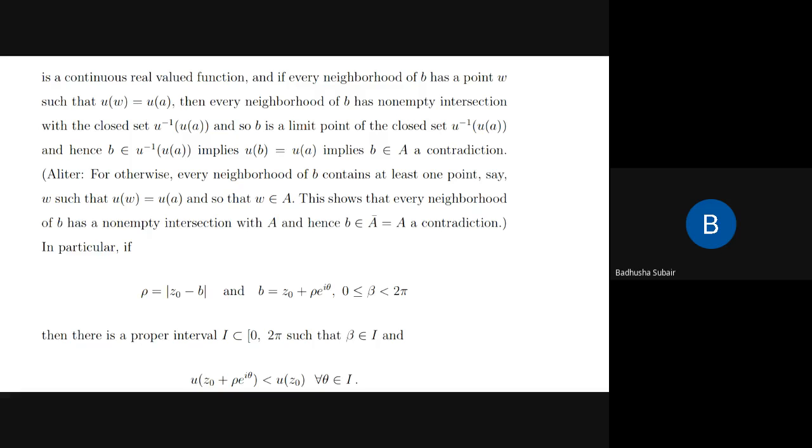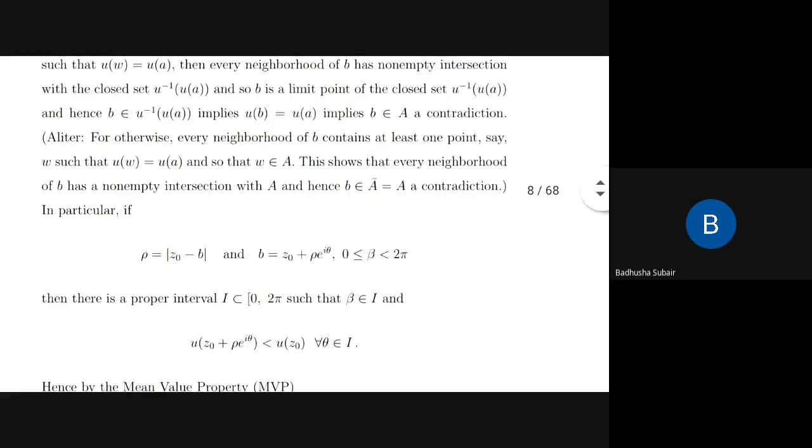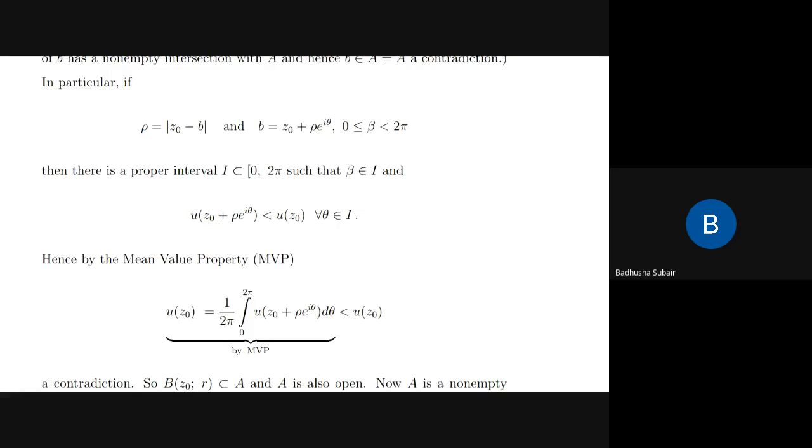Because if we take any point in the neighborhood of b, u of z is less than u of z naught. So we can write u of z naught plus rho e raised to i theta is less than u of z naught. And here it is given u satisfies the mean value property. Therefore, by the definition of mean value property, u of z naught is equal to 1 by 2 pi integral 0 to 2 pi u of z naught plus rho e raised to i theta d theta, where u of z naught plus rho e raised to i theta is less than u of z naught. Therefore, what we get? u of z naught is less than u of z naught, which is a contradiction.